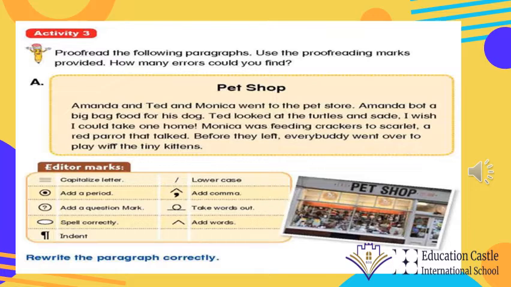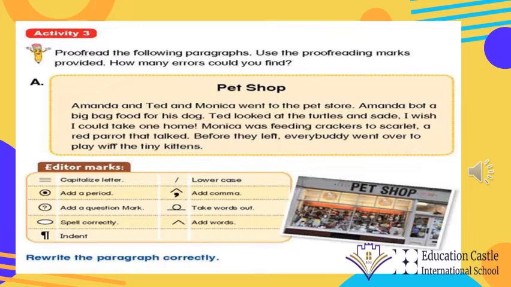So here we have at the beginning of the paragraph, we should write it indented. So we would write Amanda and leave space before it. When we mention a series of things like Amanda, Ted, Monica, they are friends, and I want to mention their names, I write after each one a comma, and before the last one we will put and. So here in the first sentence we should write a comma instead of and. So Amanda, comma, Ted and Monica went to the pet store.